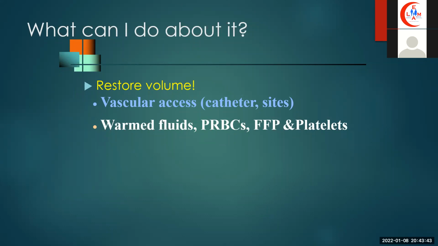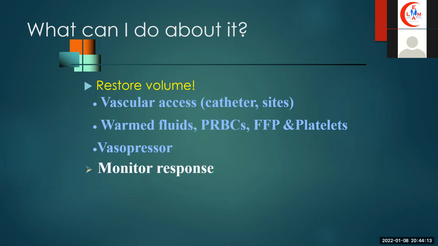So you need to give him packed RBCs, fresh frozen plasma, and platelets, what we call 1-1-1. So 1 unit of packed RBCs, 1 unit of fresh frozen plasma, and 1 unit of platelets. And why is this? It is to prevent what we call dilutional coagulopathy. Okay. Vasopressor, of course, you need to give if the patient is not responding to the fluid. But as I said, it's very important to stop the bleeding.